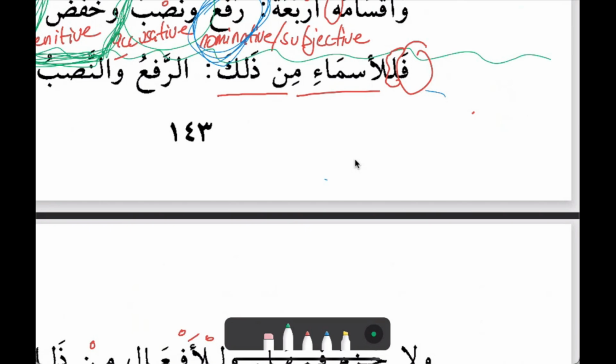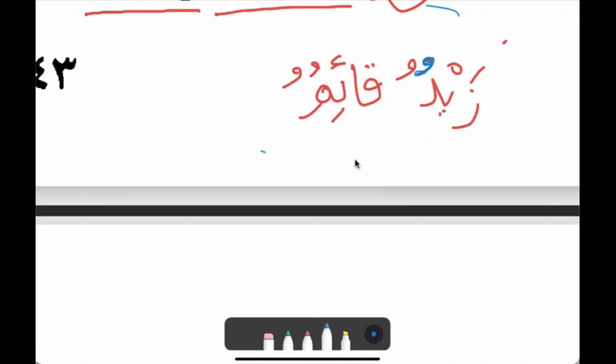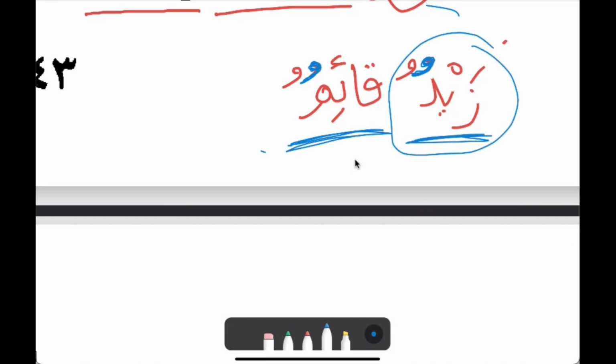You say, Zaydun qa'imun. Zaydun qa'imun. Okay. So Zayd here is marfu'. The sign of rafa' is a dhamma, because he's the subject of the sentence. And qa'imun is also marfu'. The sign of rafa' is a dhamma also. In this case, it's the predicate of the sentence. Zayd is a noun. It's in the state of rafa'. Qa'im is a noun. It's in the state of rafa'.